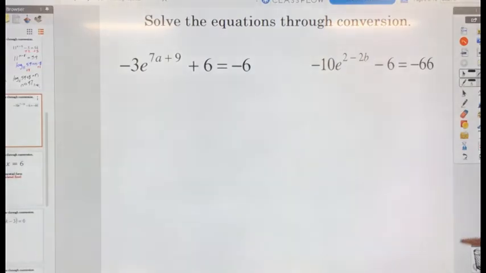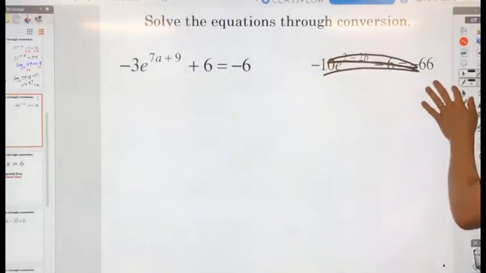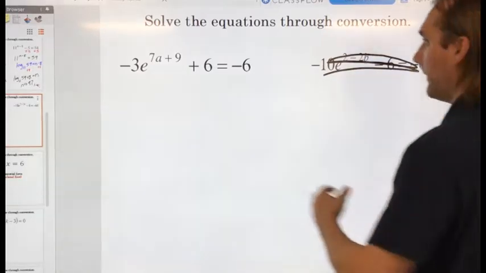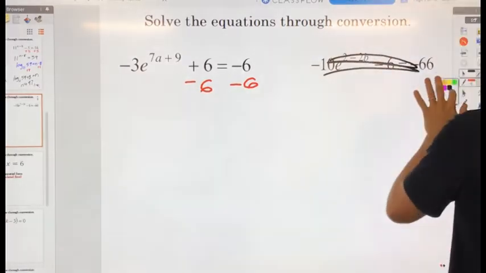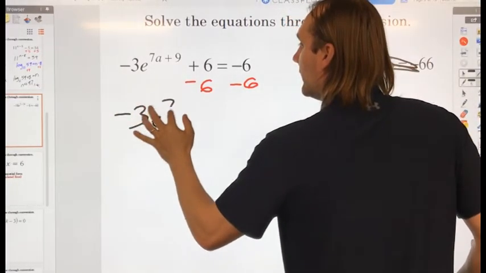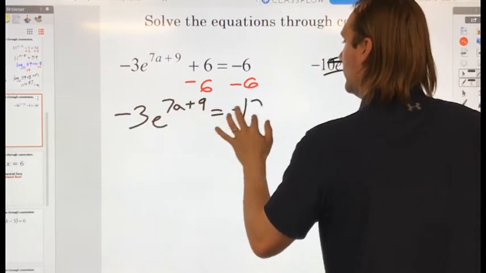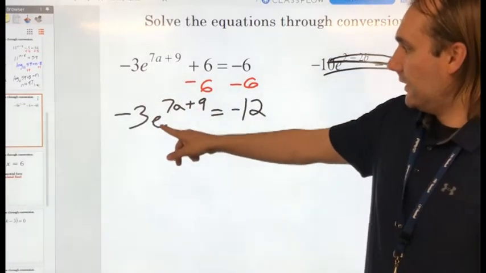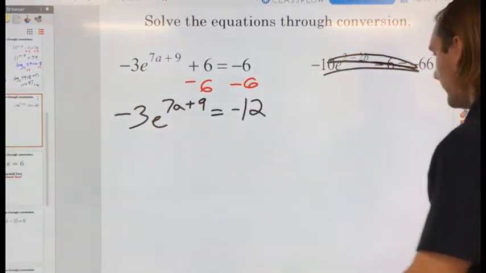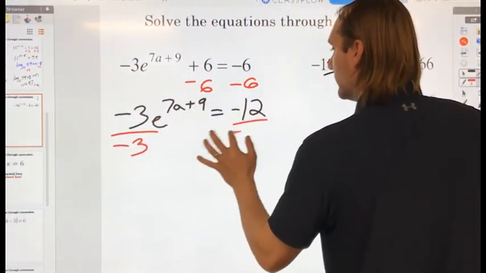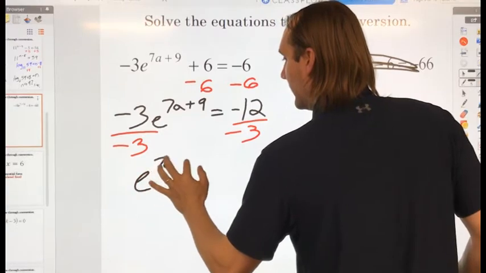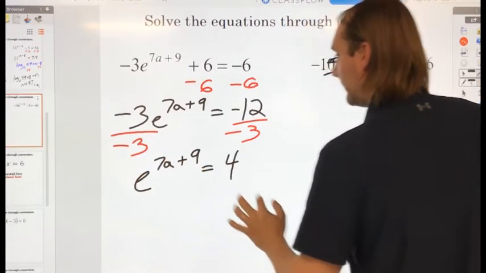I just want to go over one more thing. Let's look at this problem real quick, just to make sure you understand that you really have to isolate it completely. So what would you move over first? Subtract 6 on both sides. Negative 3e to the 7a plus 9 equals negative 12. And now what would you do? Divide by negative 3. Notice how my exponent here, e to this power, still has this negative 3 being multiplied to it. So I need to get rid of that negative 3 before I convert. Now I get an exponent that's by itself. e to the power of 7a plus 9 equals 4.